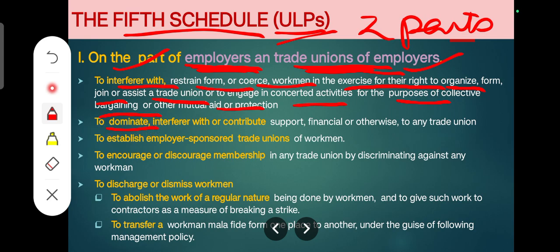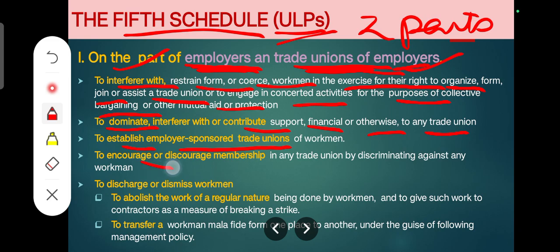Second is to dominate, to interfere with, or to contribute support, financial or otherwise, to any trade union. It is not the duty of the employer to provide support to any trade union. But if the employer is giving support to any trade union financially or otherwise, that is an unfair labor practice. To establish an employer-sponsored trade union. Trade unions are always designed by the workers. So when these are sponsored by the employer, there may be a reason for doubt. So that is an unfair labor practice.